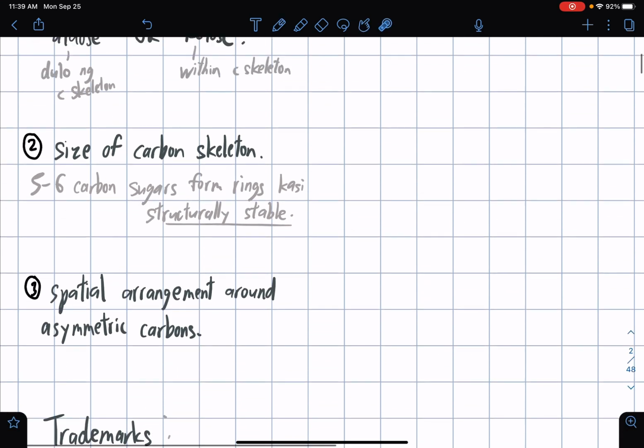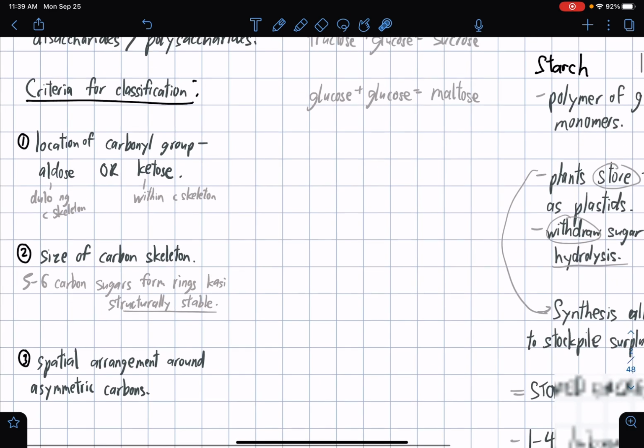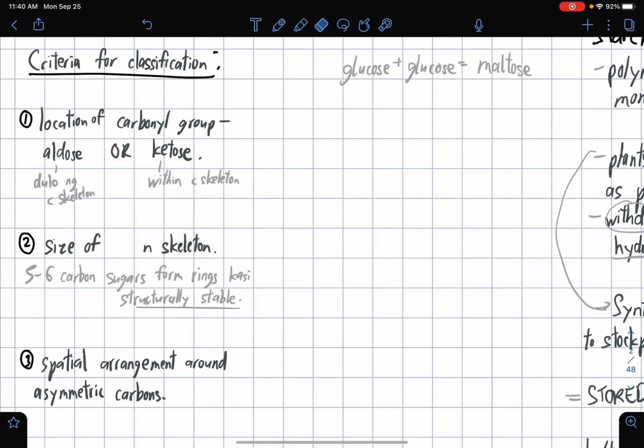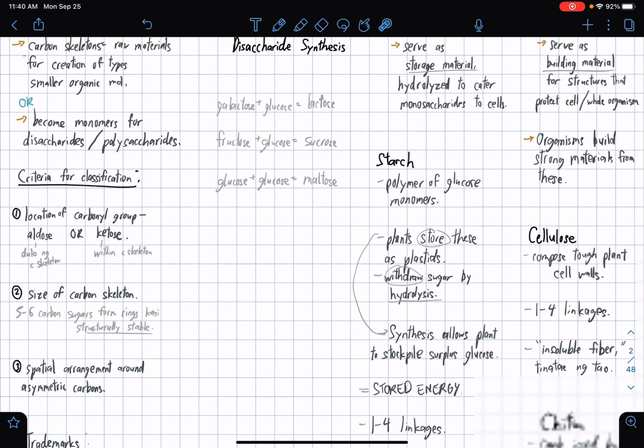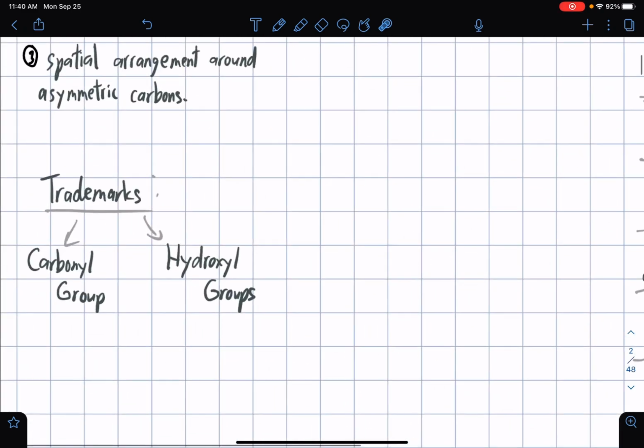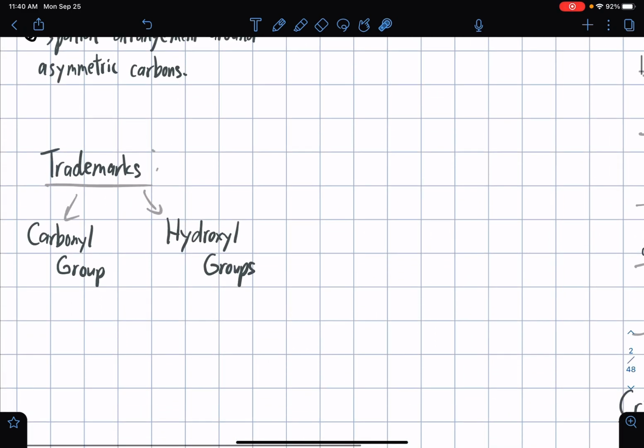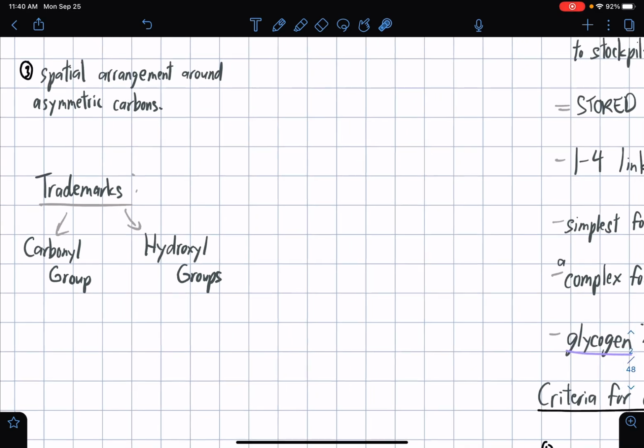And for number two, the second criteria is the size of the carbon skeleton. 5 to 6 carbon sugars form rings since it is structurally stable. And for number three, spatial arrangement around asymmetric carbons. For trademarks, we have two things: carbonyl group and hydroxyl groups.